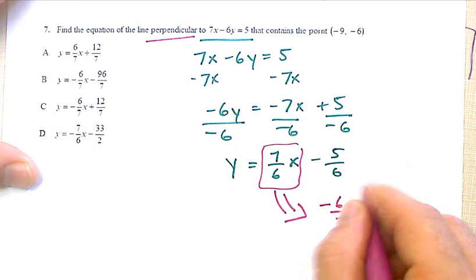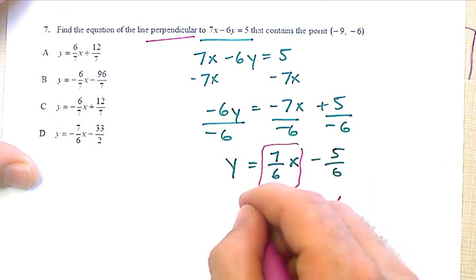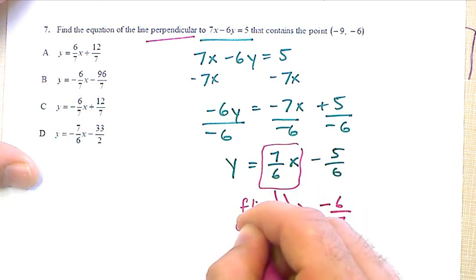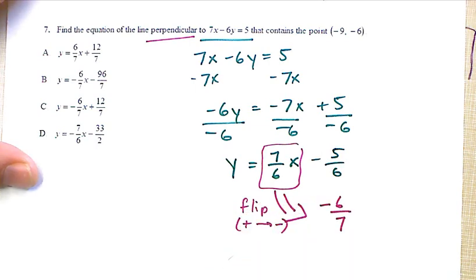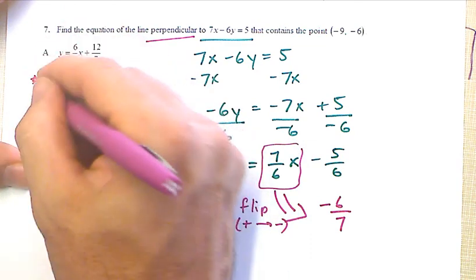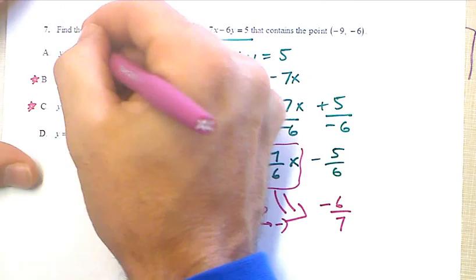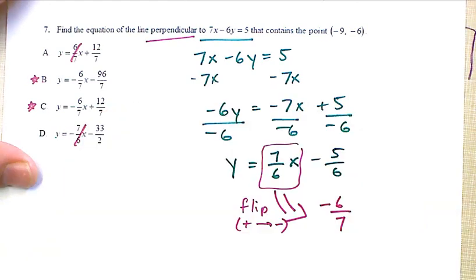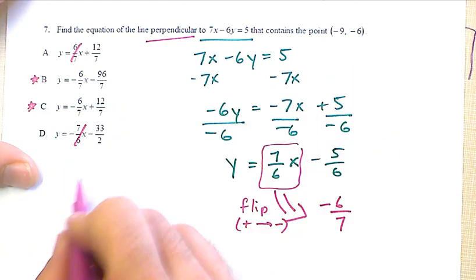Again, you have a flip, and you have a sign change. In this case, you have a positive to a negative. You have a sign change, which allows me to look at answer choices B and C. Allows me to eliminate these two. And then you're continuing to go back.